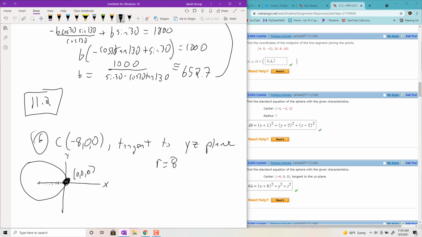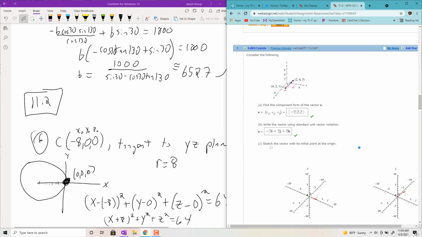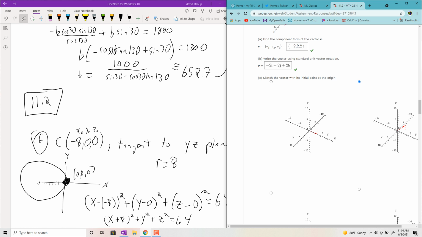So there it is. And from there, you have the equation of a sphere, which is x minus x sub 0, where the x sub 0 comes from the center. This is x sub 0, y sub 0, z sub 0. So you get x minus negative 8 squared. You have to have that formula memorized for a sphere. Y minus 0 squared plus z minus 0 squared equals r squared, which is 64. So that would be x plus 8 squared plus y squared plus z squared equals 64. There's a midpoint formula in there. There's a distance formula in there. And then there's all this other work where you're dealing with vectors.